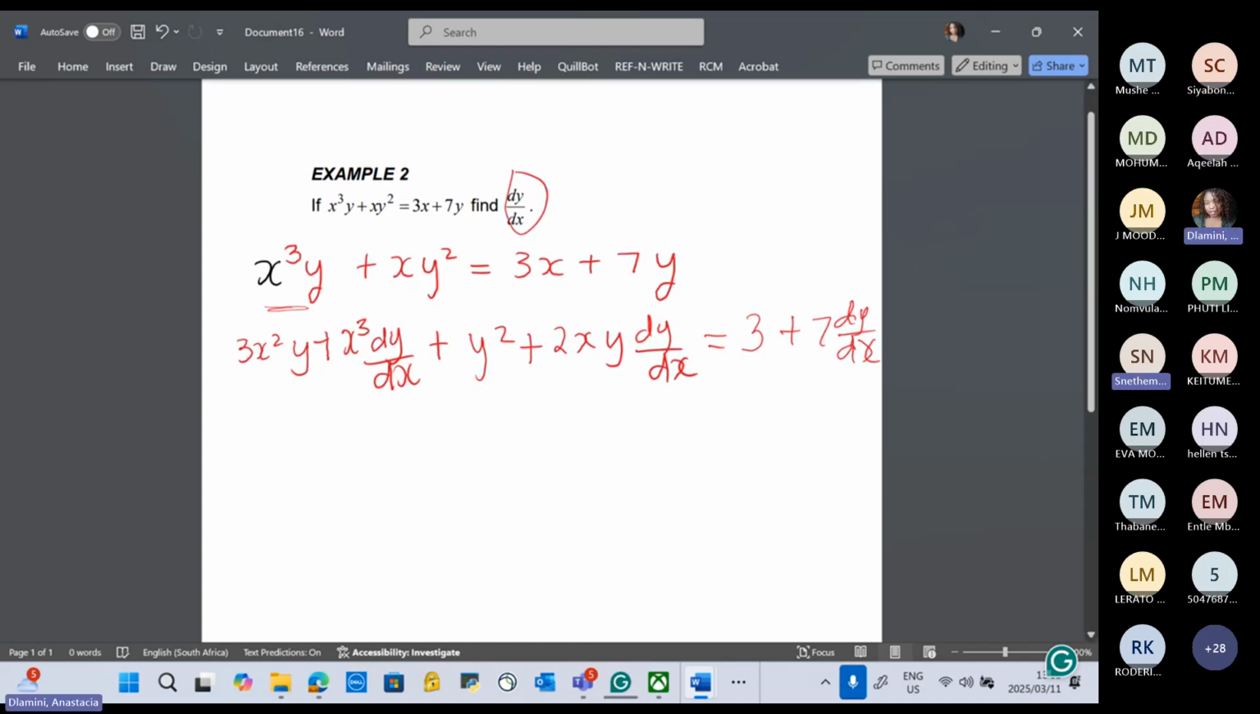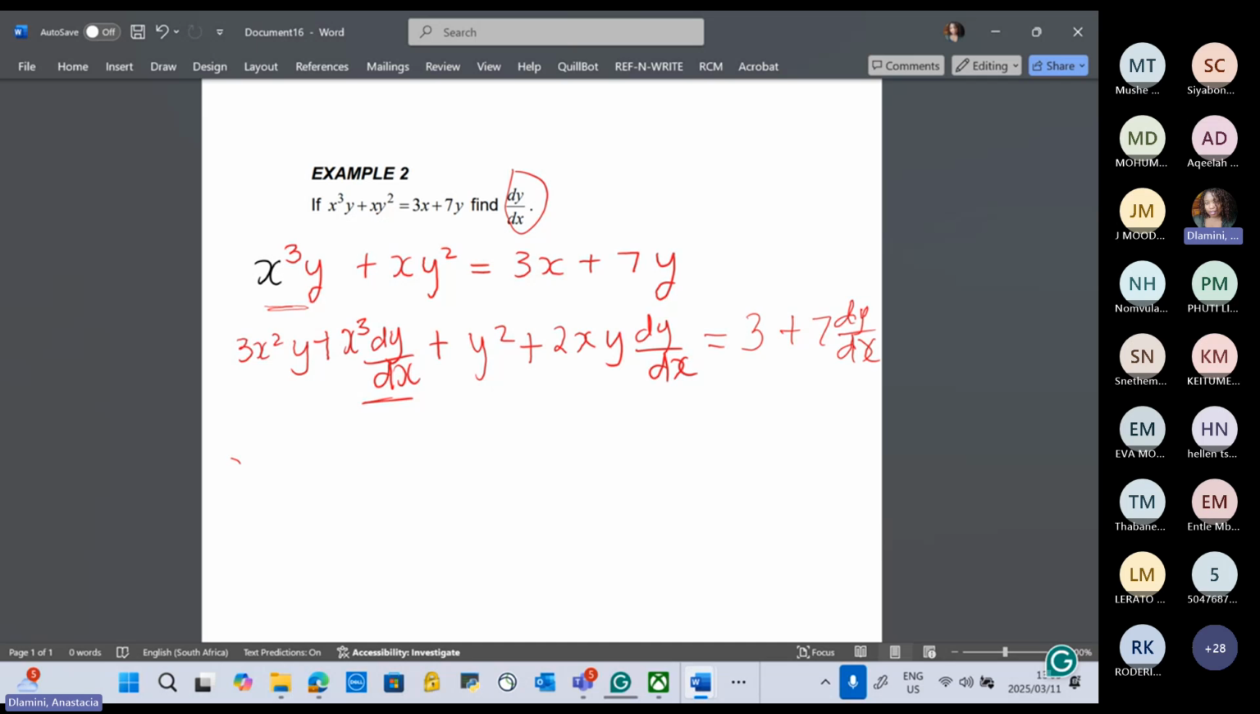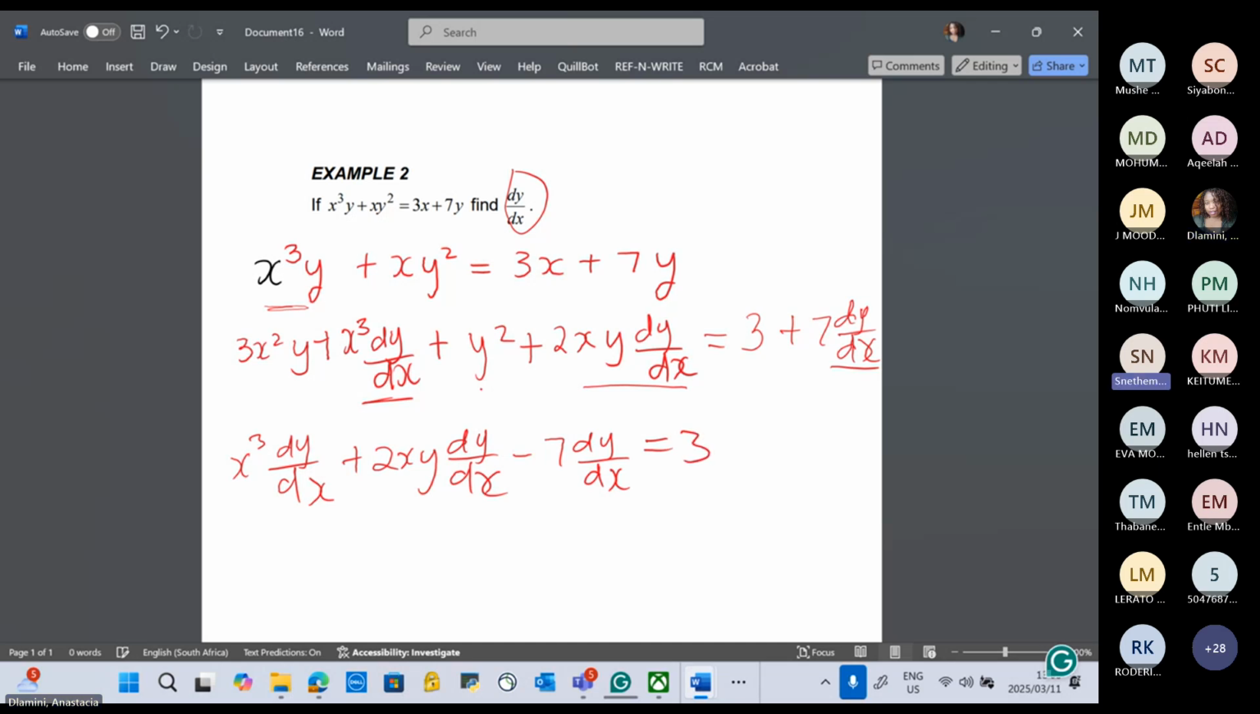We're looking for dy over dx. So what do we do? Put dy over dx on one side and everything that has dy over dx together. So we say x to the power of 3 dy over dx, this one also has dy over dx plus 2xy dy over dx, this also has dy over dx minus 7 dy over dx equals to 3. This one doesn't have dy over dx minus y squared.